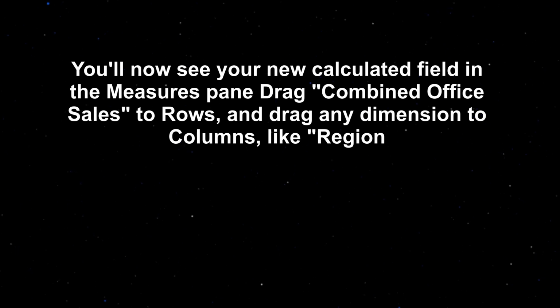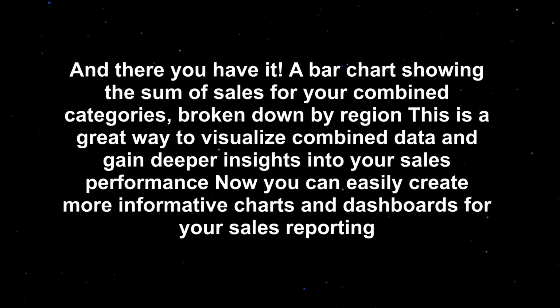Drag Combine Office Sales to Rows and drag any dimension to Columns, like Region. And there you have it, a bar chart showing the sum of sales for your combined categories, broken down by region. This is a great way to visualize combined data and gain deeper insights into your sales performance. Now you can easily create more informative charts and dashboards for your sales reporting.